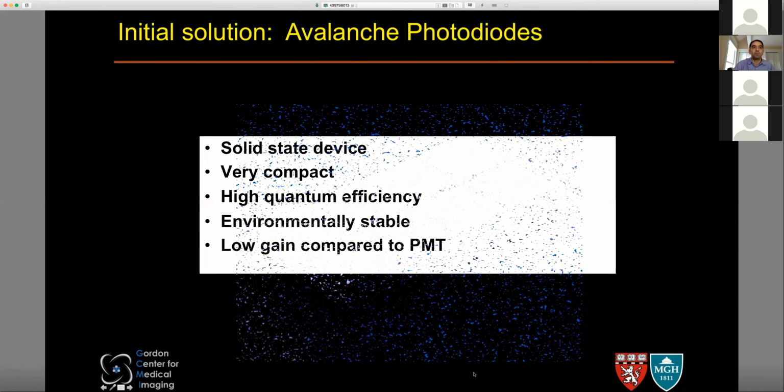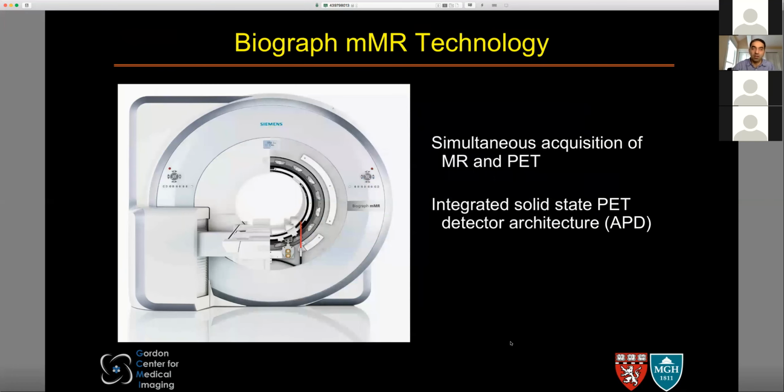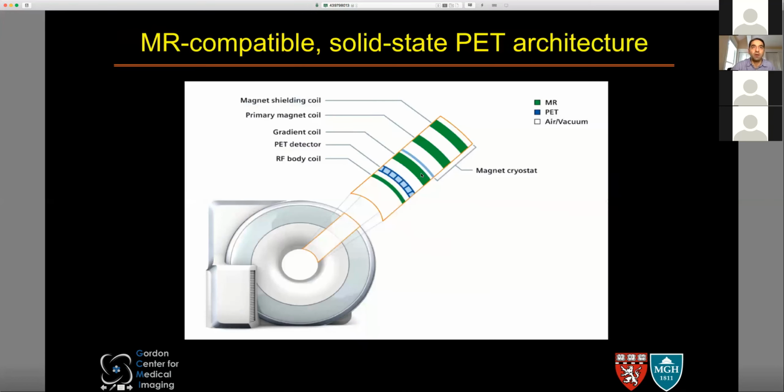All right. This is the Siemens PET MR, where you could see on this drawing the location of the PET detectors. They're right here in blue. So they are smack right between the RF body coil and the gradient coil. So you are detecting your MR signal at the very same time you're detecting your PET signal.